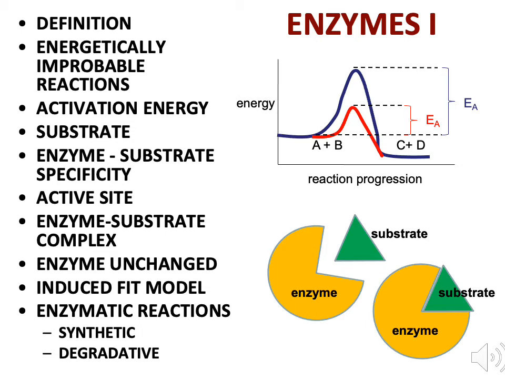So I'm looking at the graph, and I notice the graph shows me a reaction. I've got reactants, A plus B, on the left. I have products, C plus D, on the right. That would be my reaction: A plus B yields C plus D.